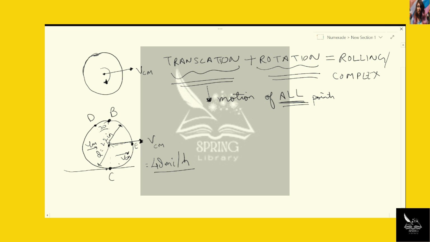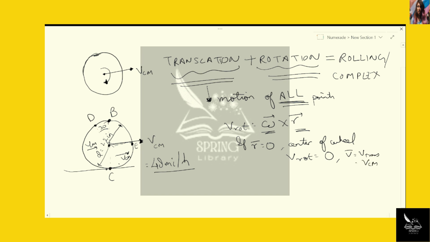But if something is not at the center, then it will also have rotational velocity. So what is the rotational velocity? V rotational is given as omega cross r, where omega is the angular velocity and r is the radius vector joining the center to the point where you want to find the velocity. So let's take a special case. If r equals 0, which means the center of the wheel, then V rotational will be 0 and V will be just V translational, which is V center of mass, 48 miles per hour.